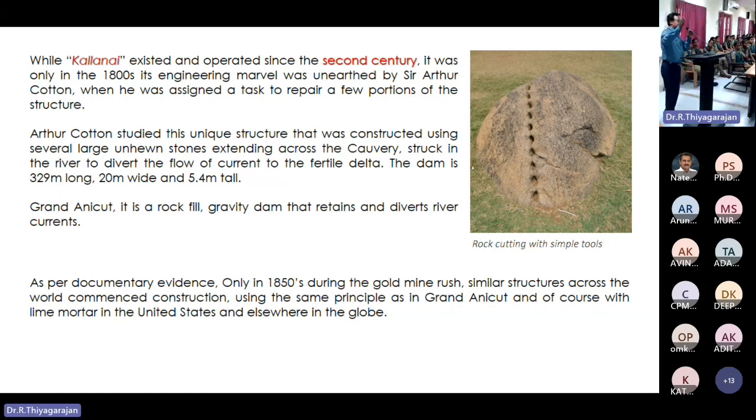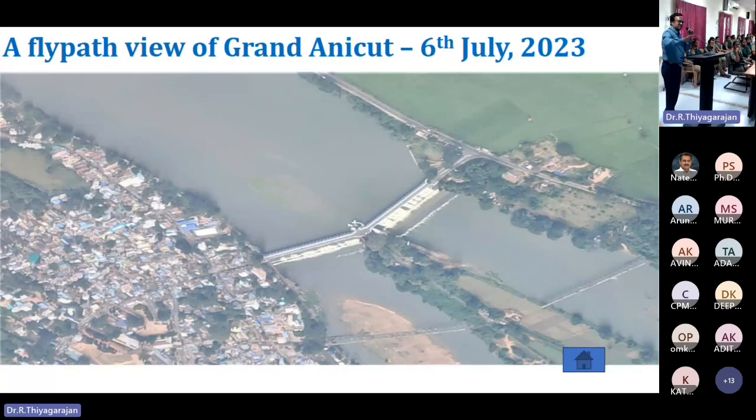And this is the technology that they were using to split the rocks. A very simple tool: put a chisel on some portion of the rock, pour water and hammer it with a wooden anvil. Add more water and let the wood expand and do the cracking part. So this was how the large boulders were made into sectioned stones used for construction. Next please. This is something I captured yesterday while traveling. It's the same grand anicut which is still there.